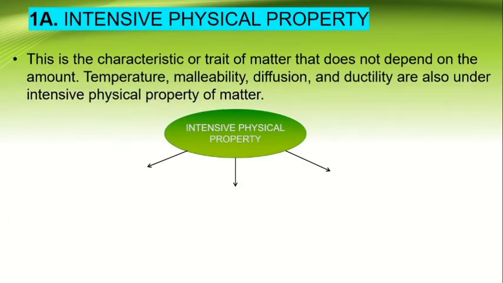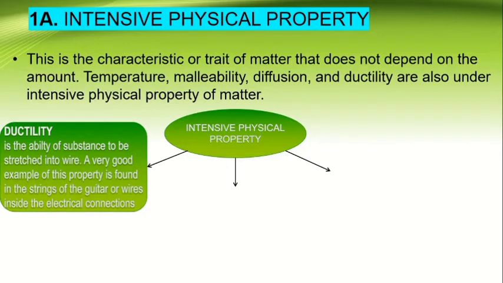So, this is intensive physical property. This is the characteristic or trait of matter that does not depend on the amount. Temperature, malleability, diffusion, and ductility are also intensive properties of matter. First, we have ductility. Ductility is the ability of a substance to be stretched into wire.